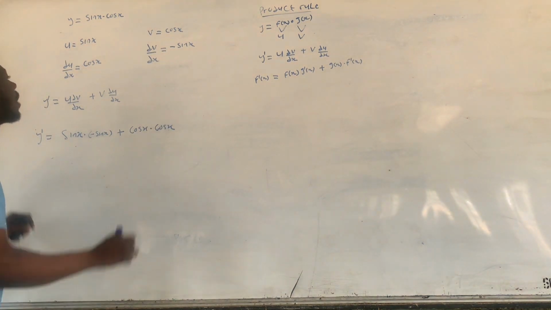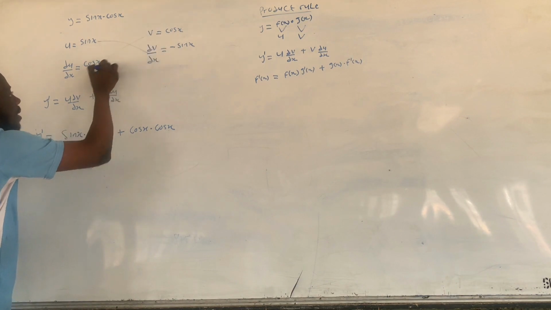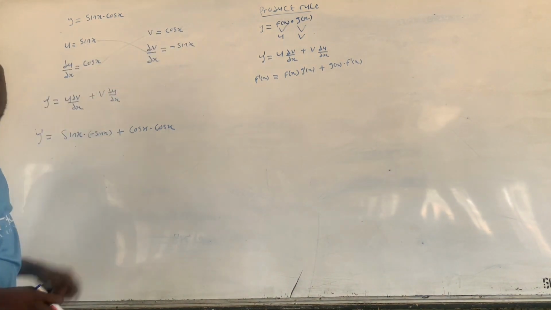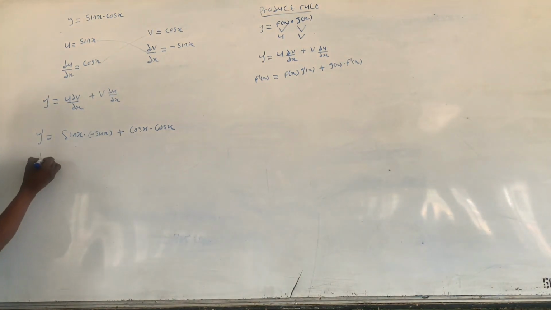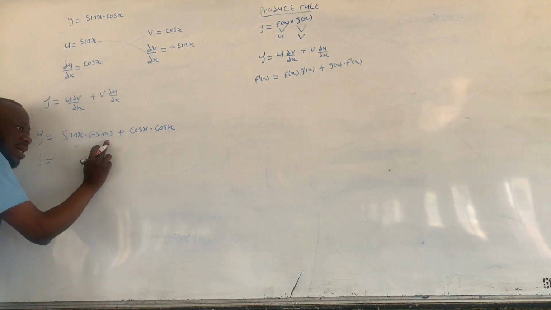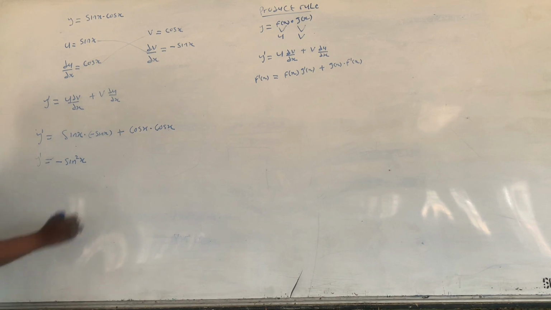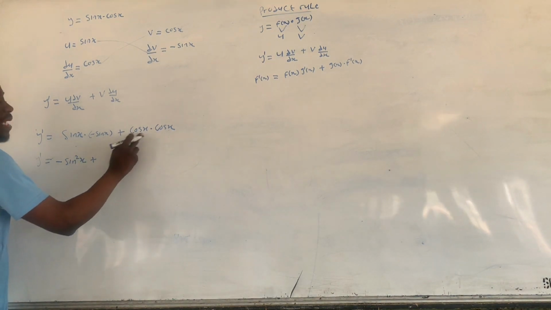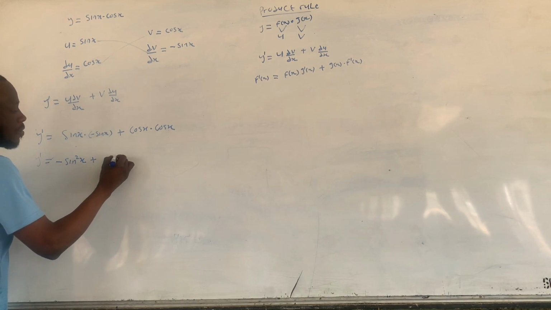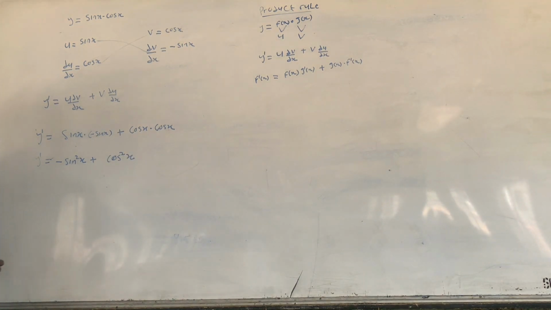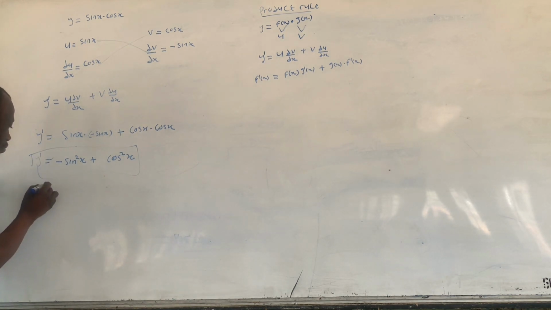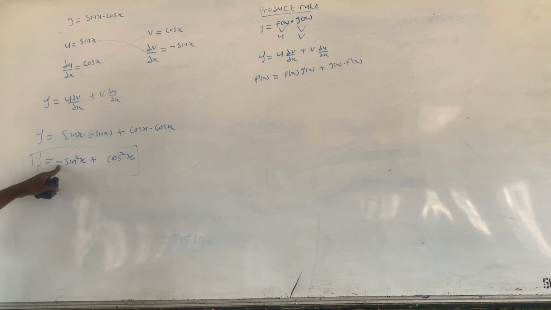Sometimes, from my understanding, I used to do something like this: this multiplied by this, this multiplied by this. Sine x times this, cos x times this. So now y prime becomes sine x times sine x, here we have minus sine squared x, plus here cos times cos, we have cos squared x. So this is our final answer. Remember that sine squared x plus cos squared x equals 1, but because of the negative sign, we should just leave it as we see.